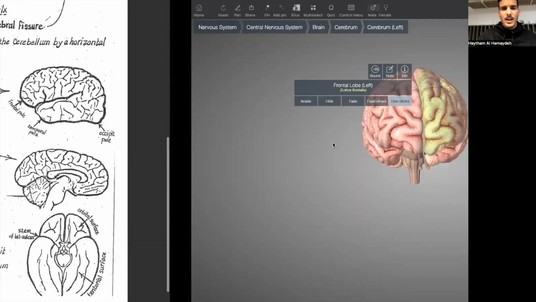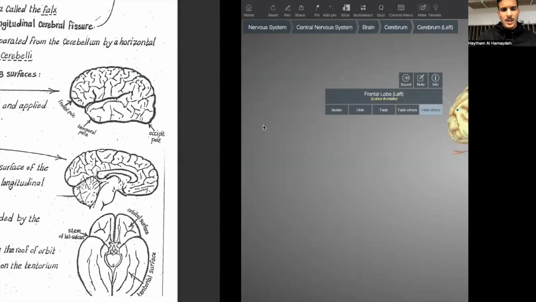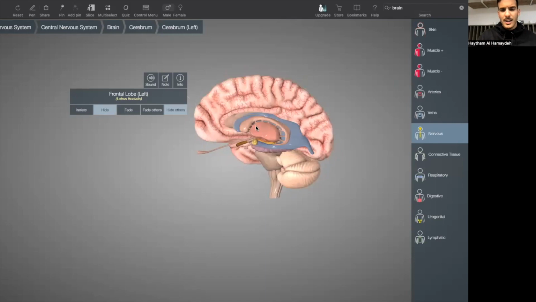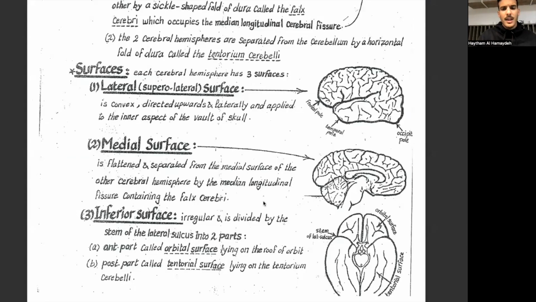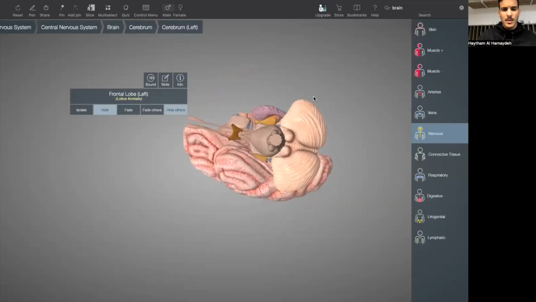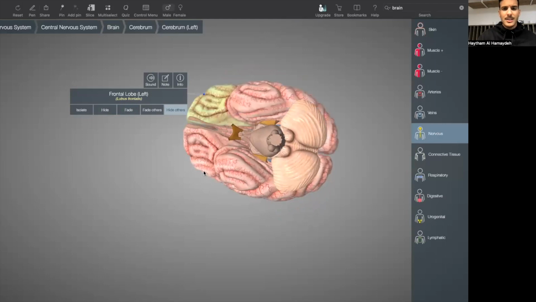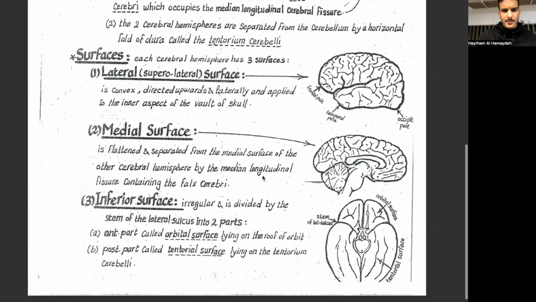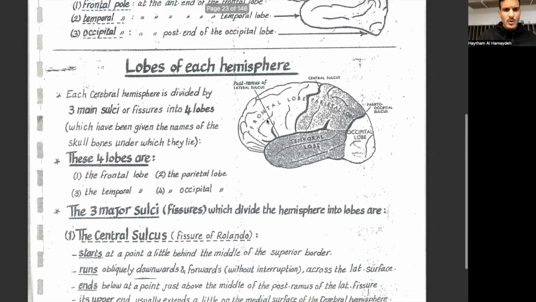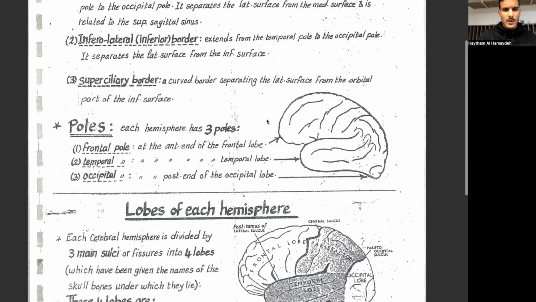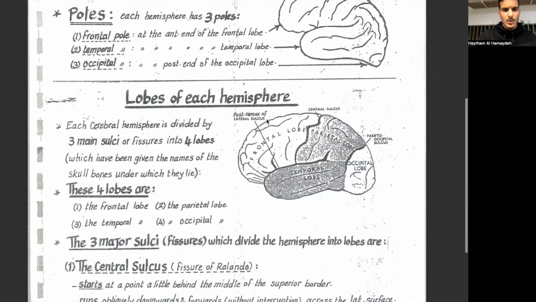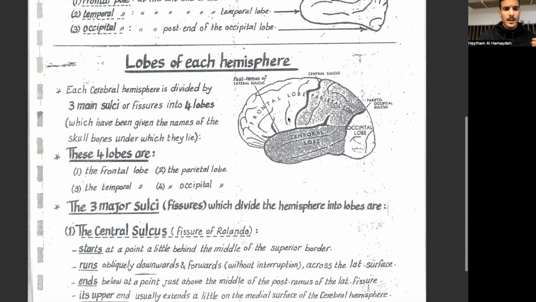So it just tells you that here is the lateral surface, then we have the medial surface, which is, if I hide this, that's the medial surface, and then the inferior surface, which is on the bottom. And so if I don't hide that, that's the inferior surface of the cerebrum. Okay, let's just move forward. I want to dive into the most important things here. Okay, so lobes. That's what I want to dive into to begin with.